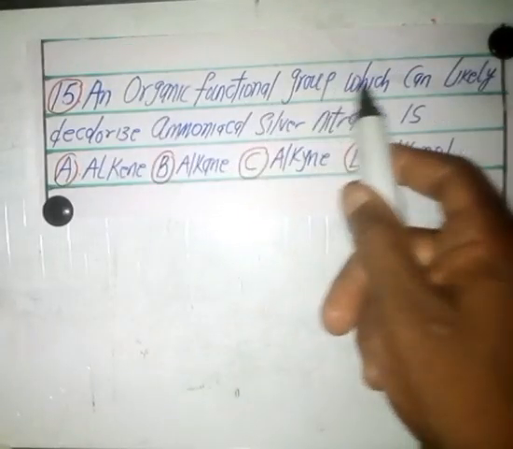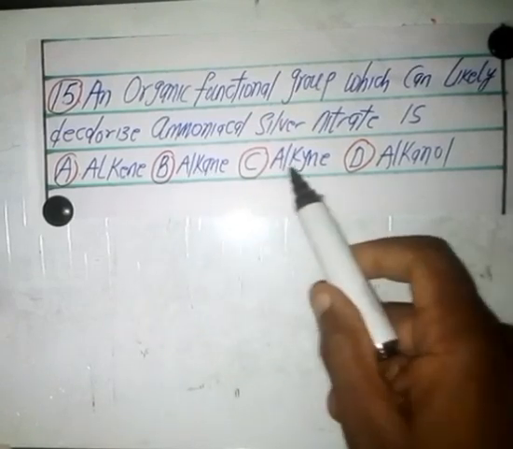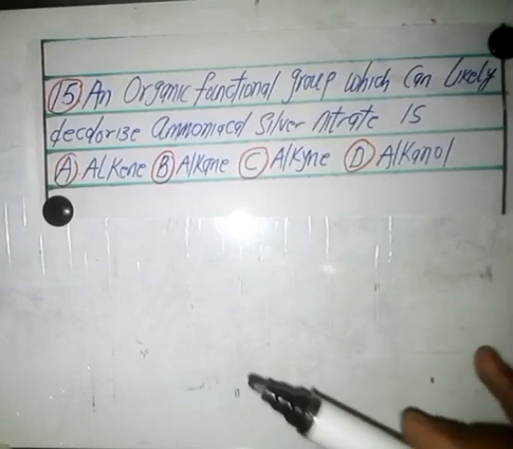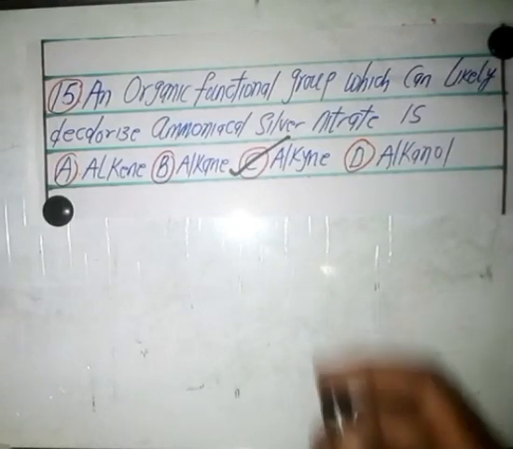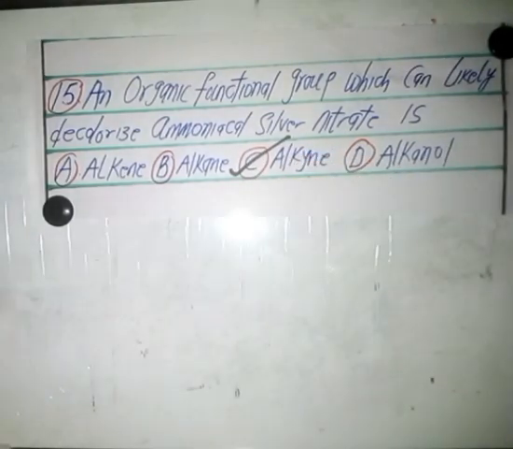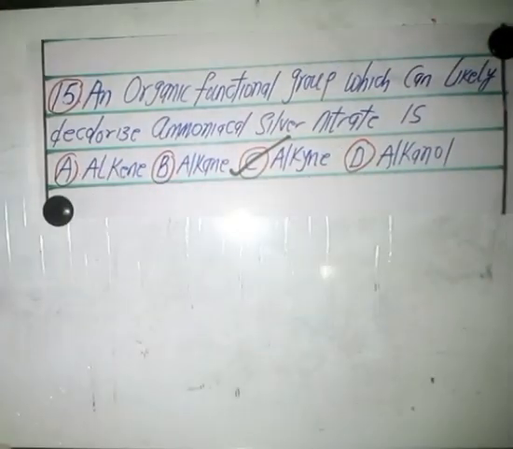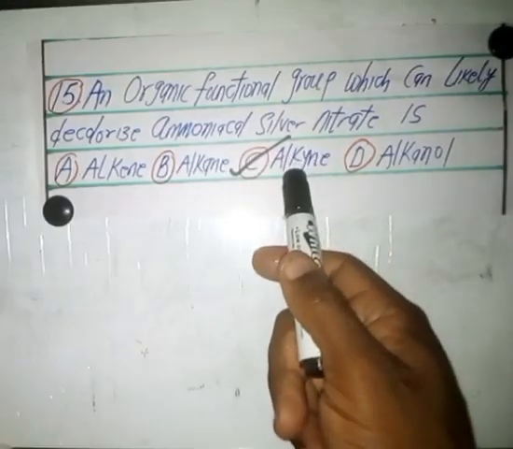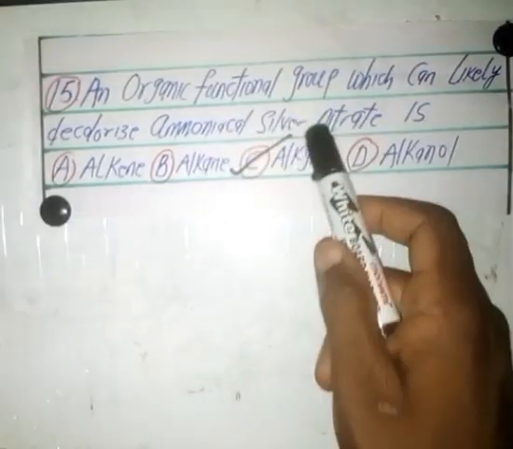Alright, number 15. An organic functional group which can likely decolorize ammoniacal silver nitrate is, we have alkene, alkyne, and alkanol. Without wasting much time, your answer is alkyne. Only an alkyne would decolorize ammoniacal silver nitrate. The others will not do that. In fact, this is one of the reactions used to distinguish an alkene and an alkyne.